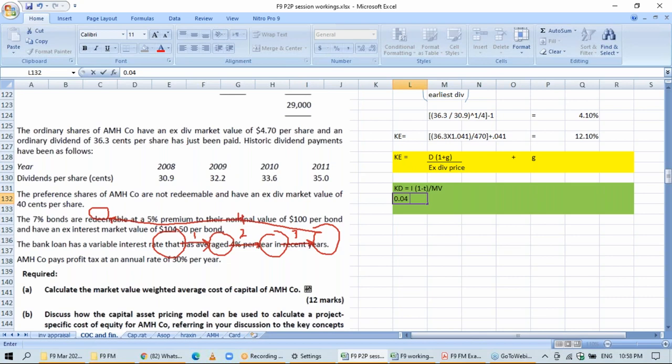And there is no tax saving, so we will remove the tax saving from here. If you are using preference shares, you won't save tax on it. So Kp stands for cost of preference shares. You will just be taking the dividends divided by the market value. You won't take the tax shield.